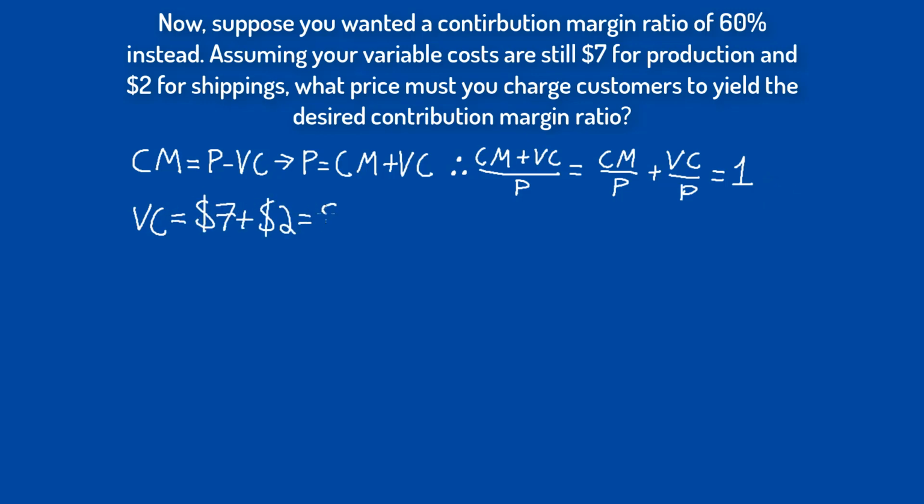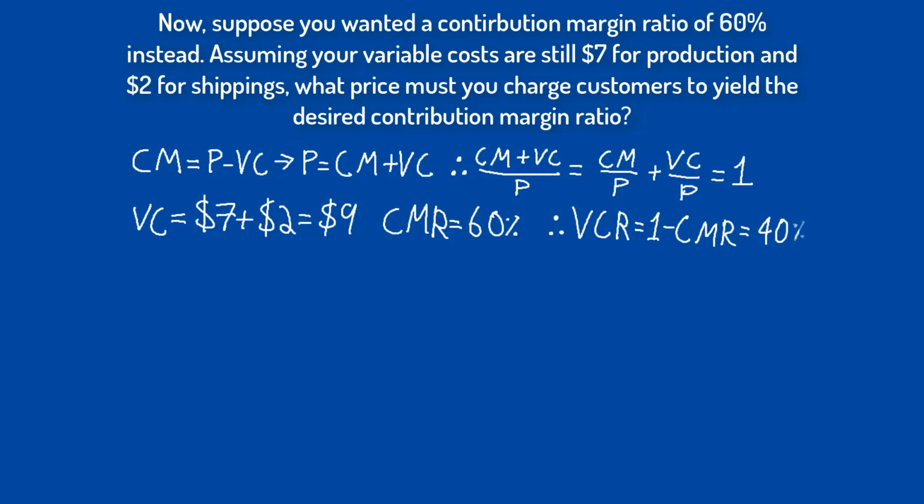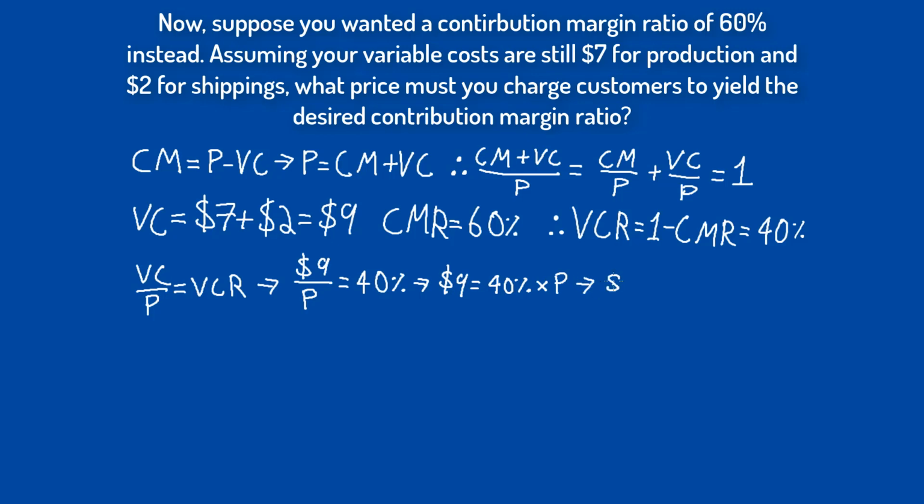Therefore, if our variable costs are $9 and the contribution margin ratio we're targeting is 60%, the variable cost ratio that we must also target is 40%. Therefore, we can use the expression variable costs over price equals variable cost ratio to isolate for the ideal price, which is $22.50 in this example.